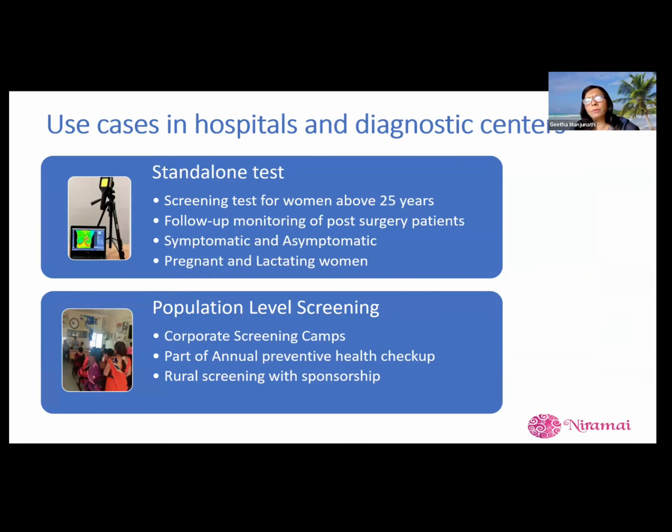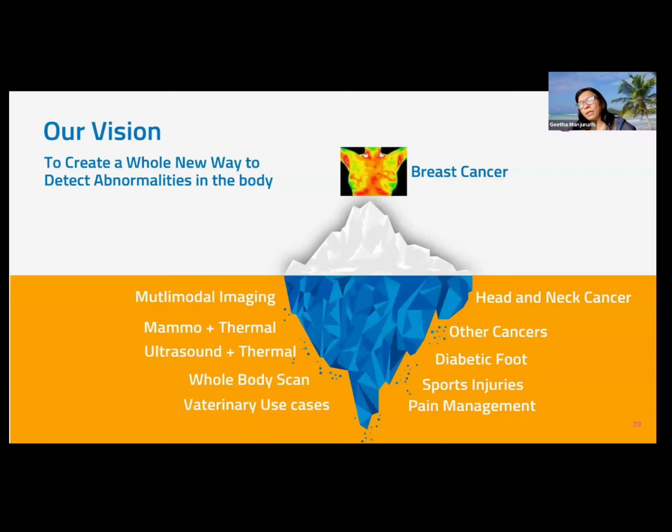In many of these hospitals, it's used for screening women from about 25 years. It doesn't depend on density, as I mentioned, or on symptomatic, asymptomatic, pregnant or lactating status. There is no limitation because there is no touch. Most importantly, it can be used for population-level screening and corporate screening. Of course, we don't want to stop here. We want to take this test to many, many more people, and probably many, many more cancers.